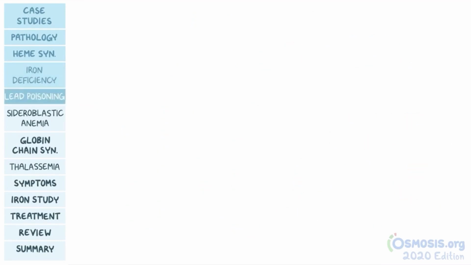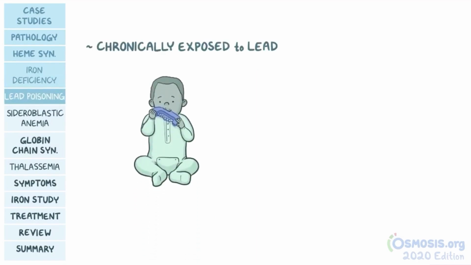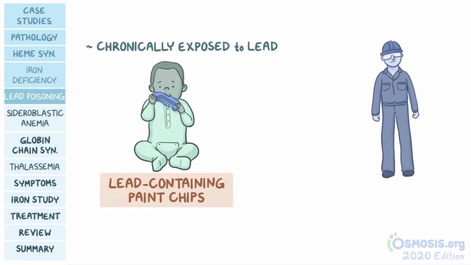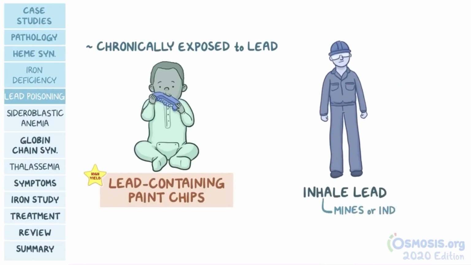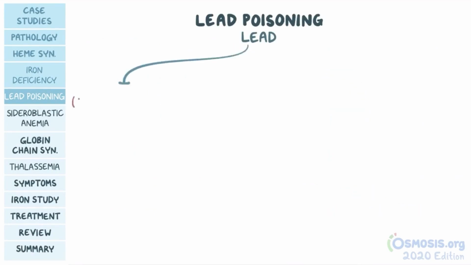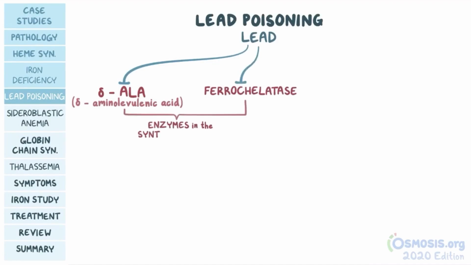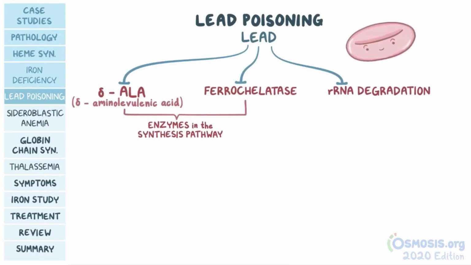Okay, moving on. If someone is chronically exposed to lead, usually children ingesting lead-containing paint chips, or adults who inhale lead while working in mines or industry, they can get lead poisoning. Lead inhibits delta-aminolevulinic acid, or delta-ALA, dehydratase, and ferrochelatase, two important enzymes in the heme synthesis pathway. It's important to remember that lead also inhibits rRNA degradation, causing old rRNA to accumulate inside the RBCs, forming tiny aggregates that are dispersed throughout the cytoplasm, and this is referred to as stippling.